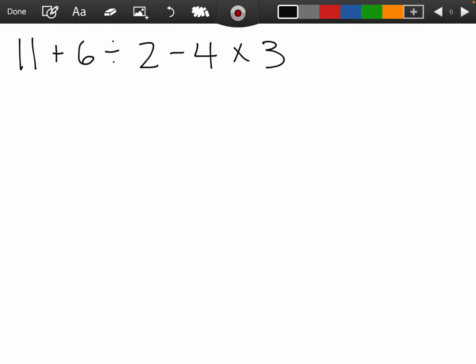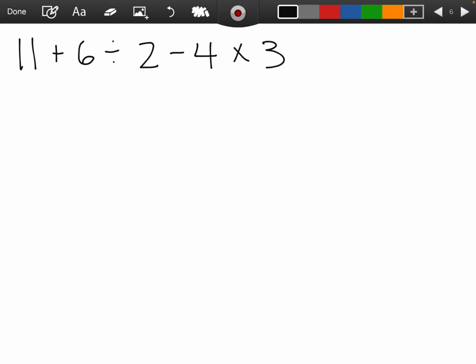Okay, just one more example. Here we have 11 plus 6 divided by 2 minus 4 times 3. Once again, we start. Any parentheses or brackets? No. Any exponents or roots? No. Any multiplication and division? Yes. We have one multiplication and one division. But which one comes first from left to right? The division sign comes first. So we have to do the division first.